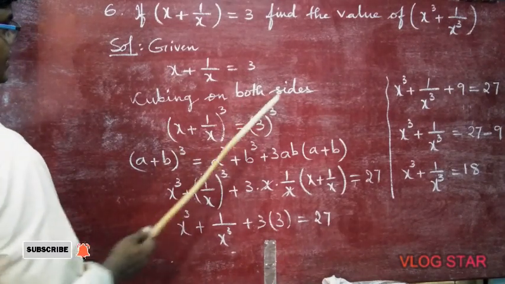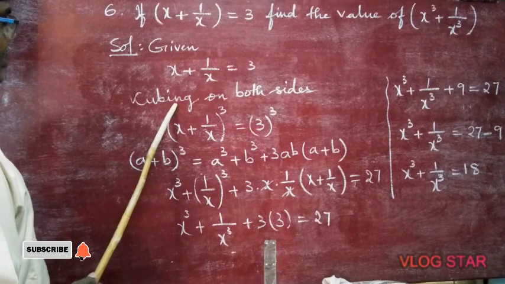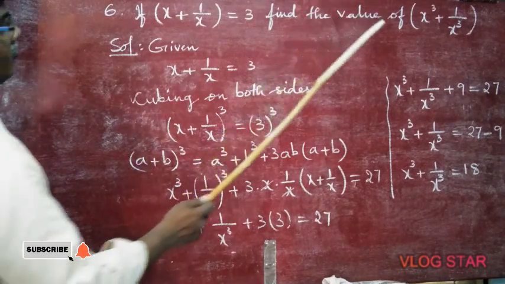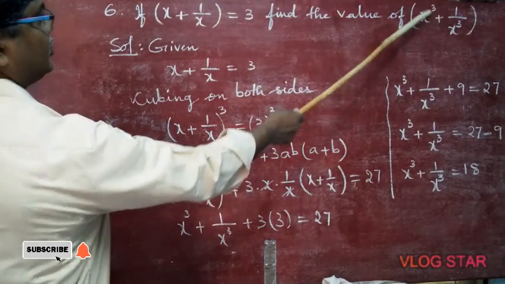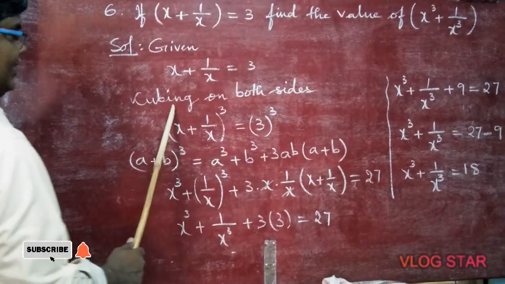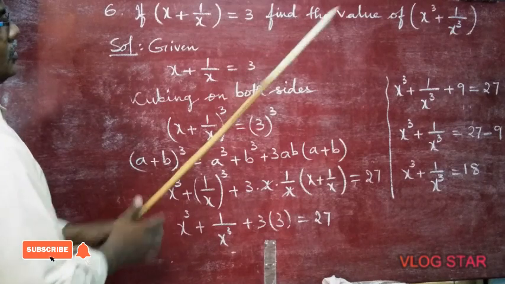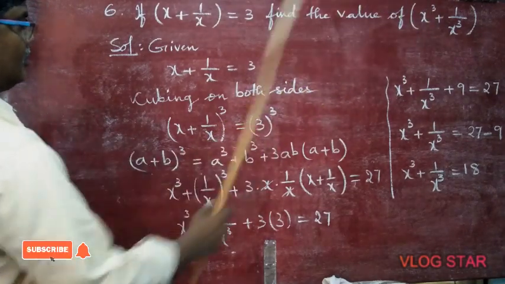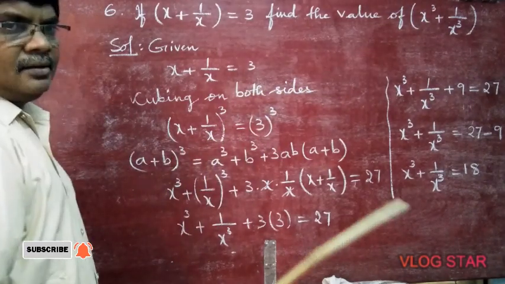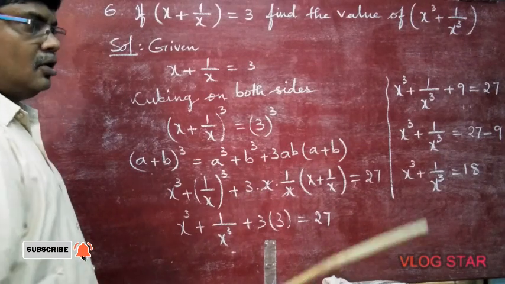Cubing on both sides. Why are we cubing? Why are we not squaring? What is defined in the question is cube, so that is the hint for us. If square is there, square on both sides. If cube is there, cube on both sides. No need to ask anybody, no need to have any doubt, no confusion also.